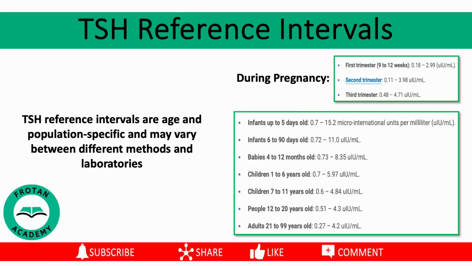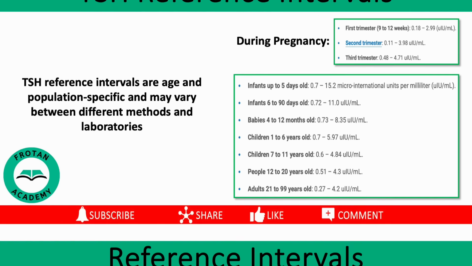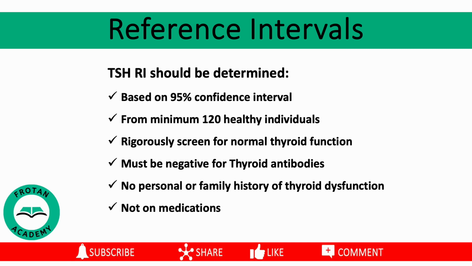TSH reference intervals are age and population specific and vary with conditions such as pregnancy. These reference intervals are just a guide and may vary between different analytical methods and laboratories. It is recommended that TSH reference intervals should be determined based on the 95% confidence limits of log transformed values obtained from a minimum of 120 selected healthy individuals who have been rigorously screened for normal thyroid function. These individuals must be negative for thyroid autoantibodies such as TPO antibodies or thyroglobulin antibodies and have no personal or family history of thyroid dysfunction, as well as have no palpable enlargement of the thyroid gland and not be taking any medications.